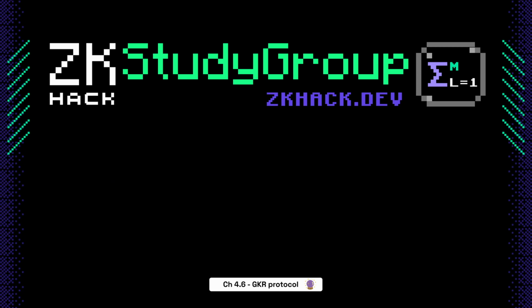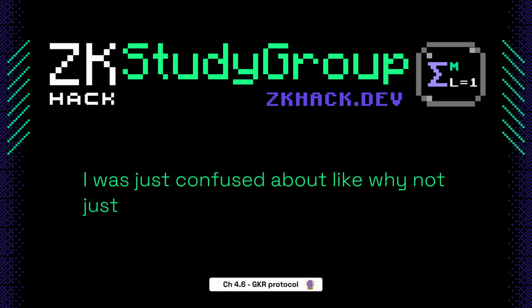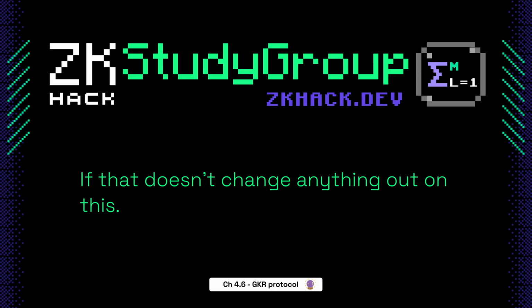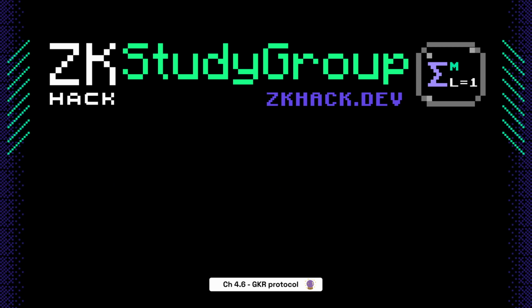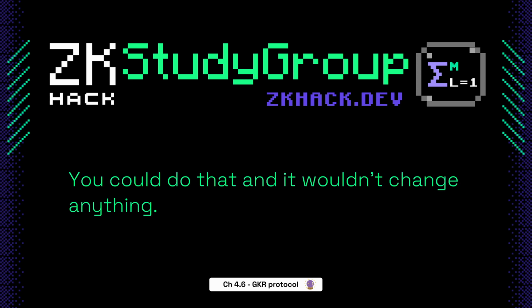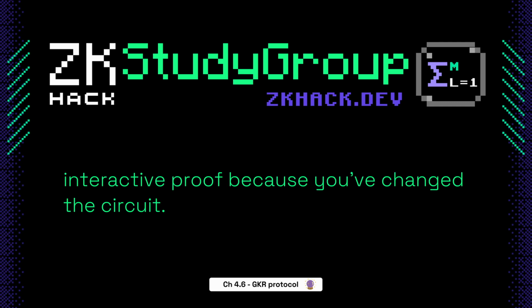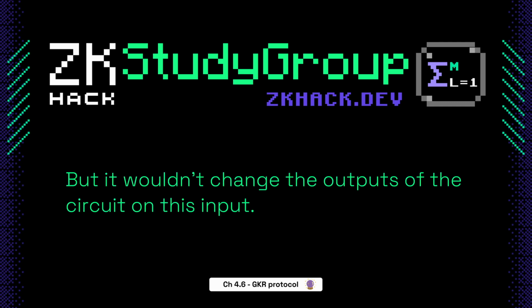Sure. Oh, okay. I was just confused about why not just directly connect the third gate to the first three if that doesn't change anything. Oh, now on this input, you could do that and it wouldn't change anything. I mean, it would change the messages in the interactive proof because you've changed the circuit, but it wouldn't change the output of the circuit on this input.